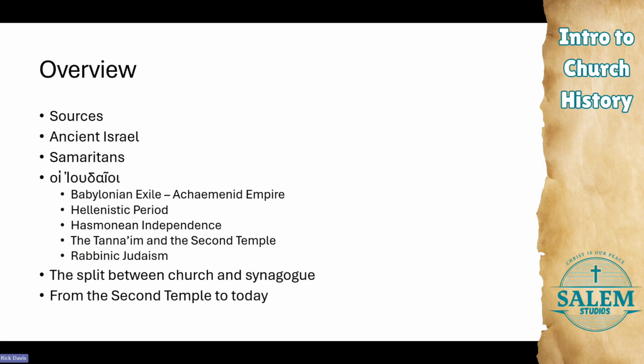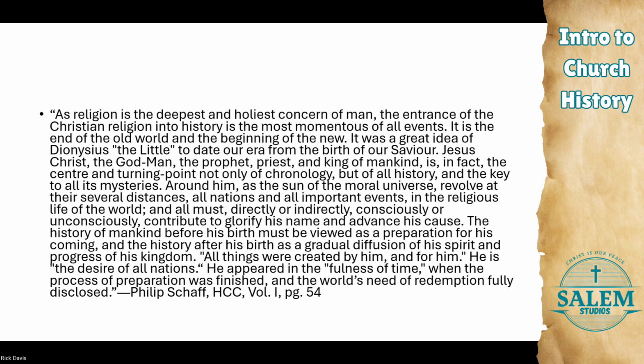We'll talk a little bit about the Hasmonean dynasty, as well as the Tannaitic period of Judaism, which is coextensive with the Second Temple, though it extends a little bit beyond that. And then we'll talk about Rabbinic Judaism as it is today. We'll cover the split between the church and the synagogue, and then we will also talk a little bit about Jewish history from the Second Temple to today.